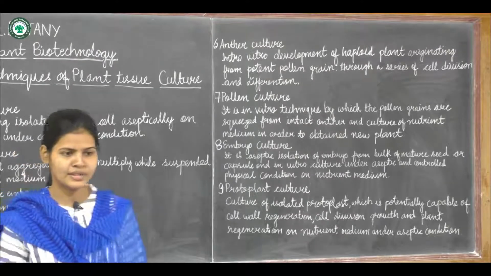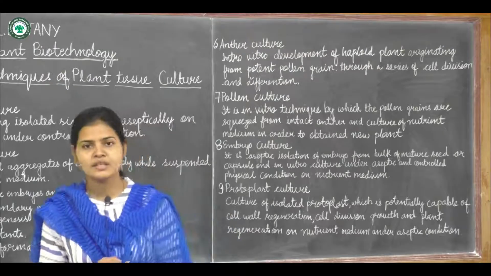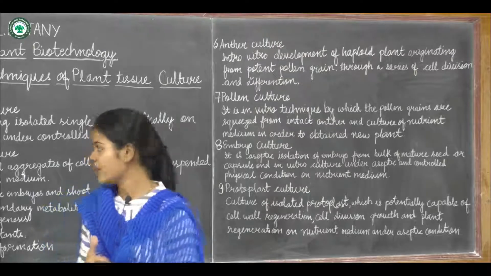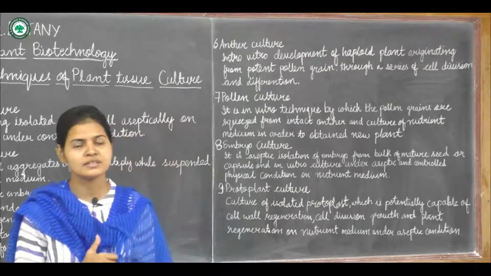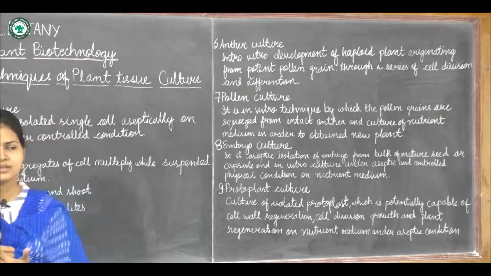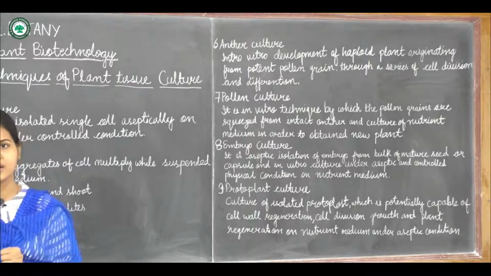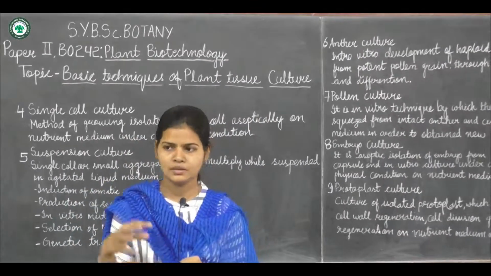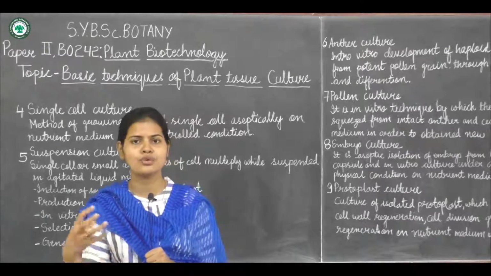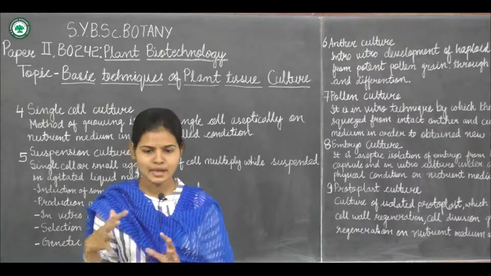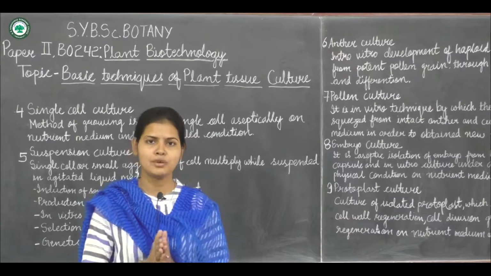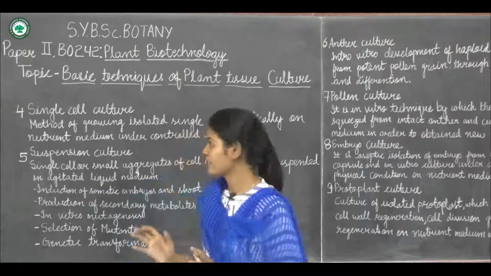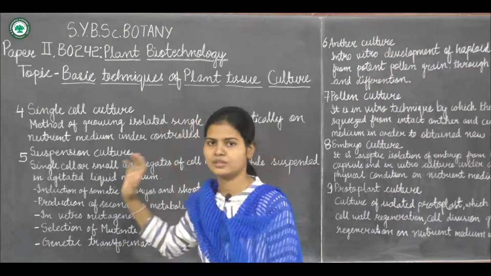So we have seen the different techniques: callus culture, organ culture, stem culture or meristem culture, protoplast culture, single cell culture, suspension culture, embryo culture, anther culture and pollen culture. These are the different types of culture techniques utilized to obtain a complete plant or part of a plant, tissues, or organs. Different techniques are utilized in plant tissue culture to obtain various kinds of results. So this is just the basic technique of plant tissue culture.